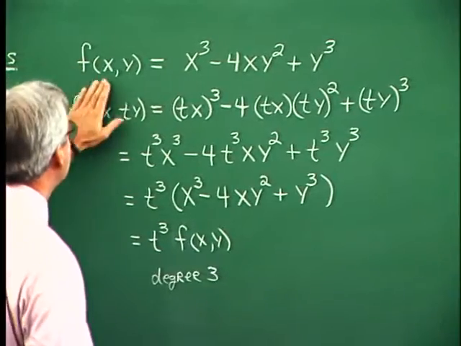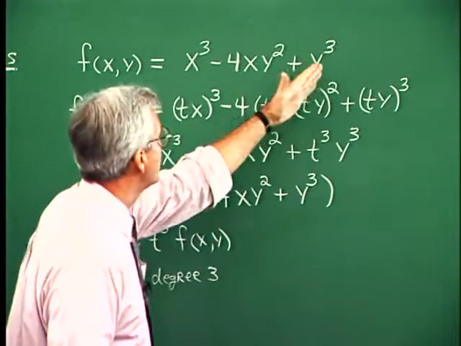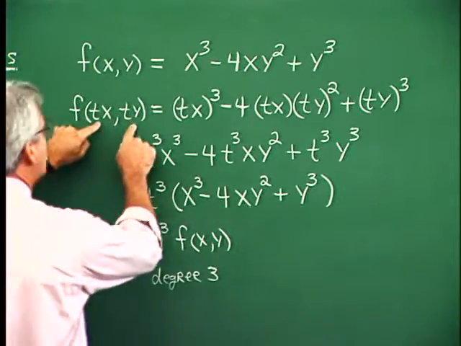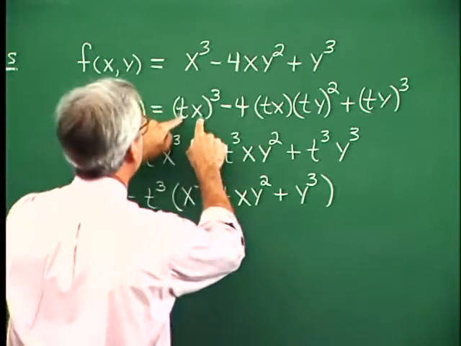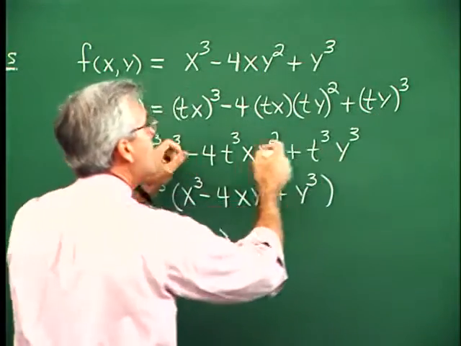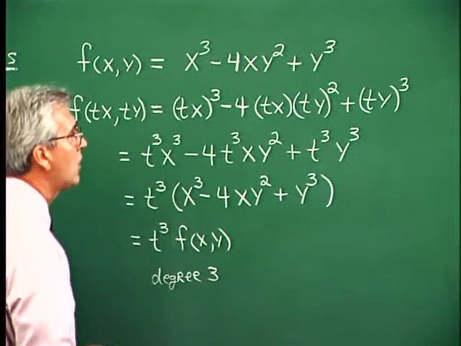This is f in terms of x and y, so it's a function written in terms of variables x and y. All right, what is f of tx, ty? Well, replace x with tx, replace y with ty. Now, expand a little bit and let the smoke clear and then factor.